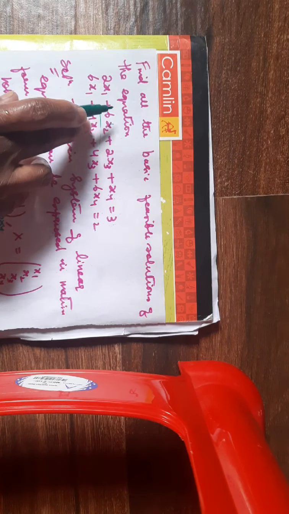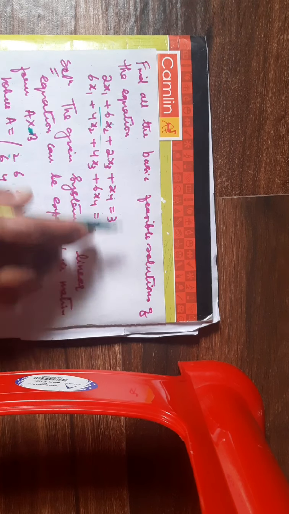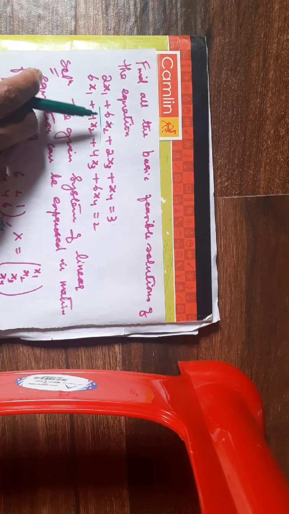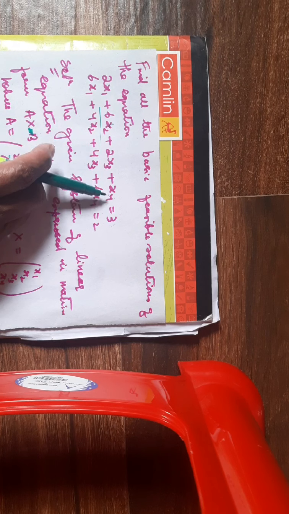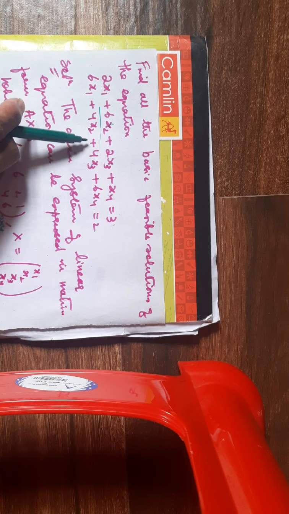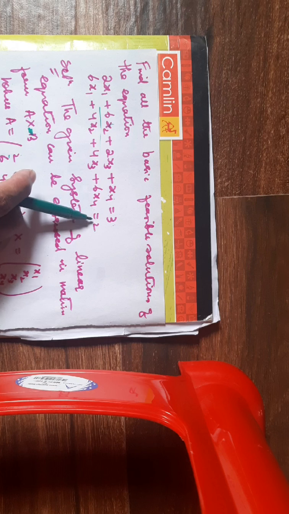Now we'll discuss how to find a basic feasible solution of the equations 2x1 + 6x2 + 2x3 + x4 = 3, 6x1 + 4x2 + 4x3 + 6x4 = 2.